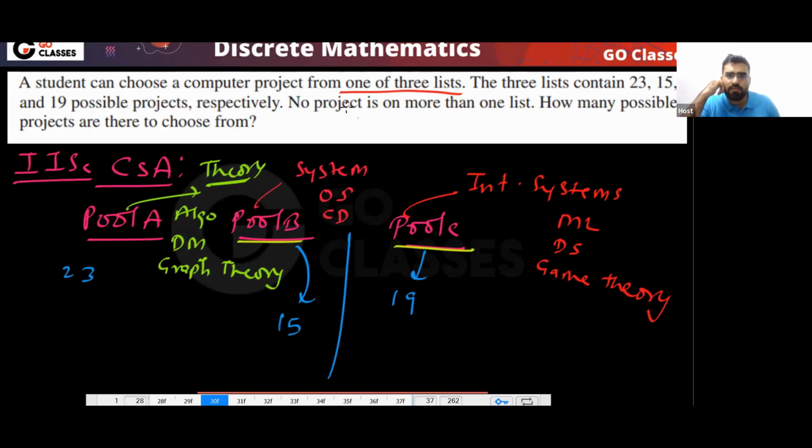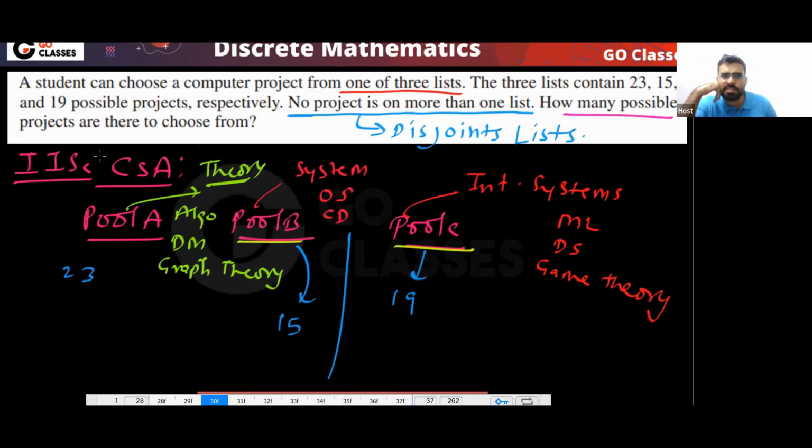You can notice this line, and it is very important. What this line means: no project is on more than one list. This line means that pool A, pool B, and pool C are disjoint lists. And it actually happens in ISC also. These three pools are completely disjoint.